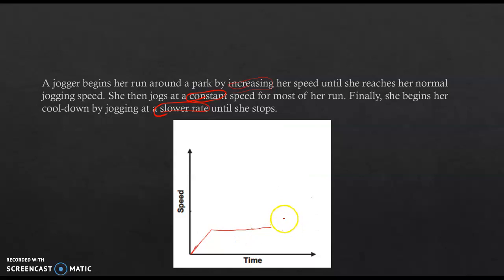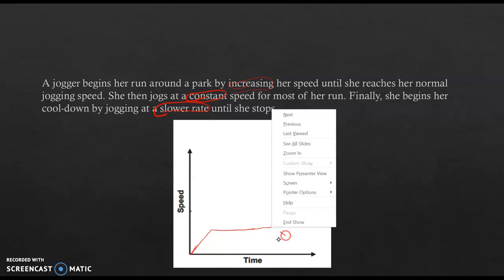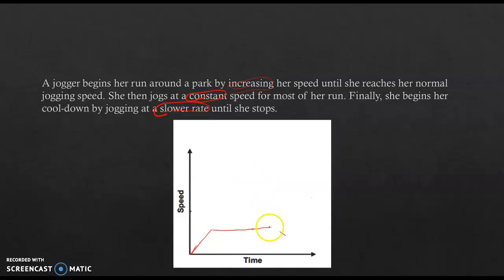And then finally she begins her cool down by jogging at a slower rate. So then our speed continues to go down until we get back to 0. And so that is us doing our increasing, our constant, and our slower rate. So that's how we sketch it.